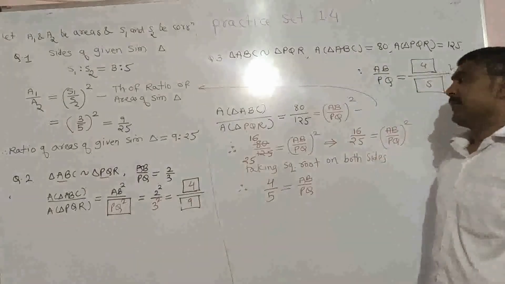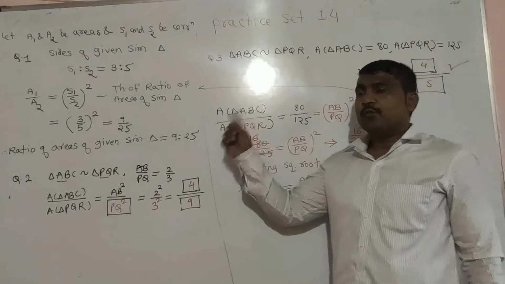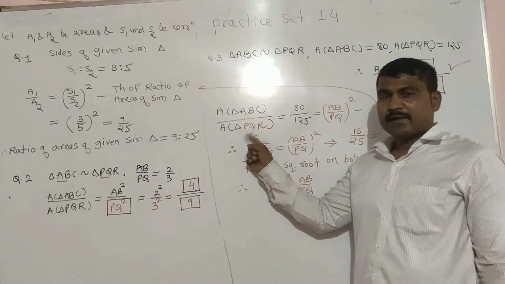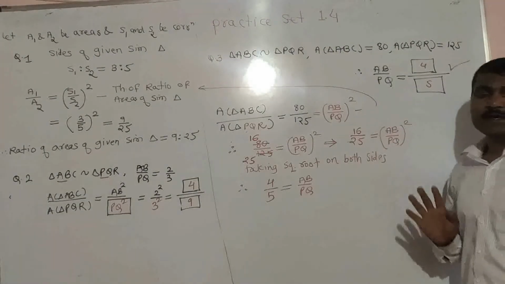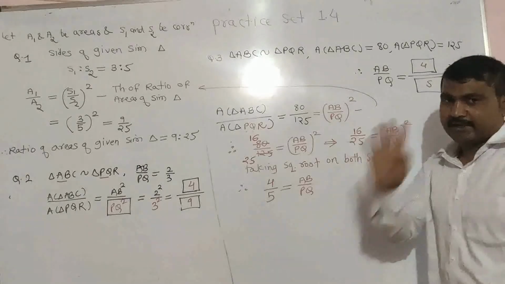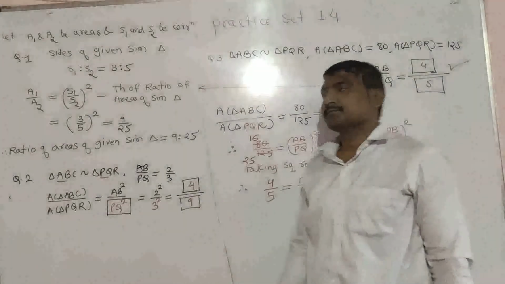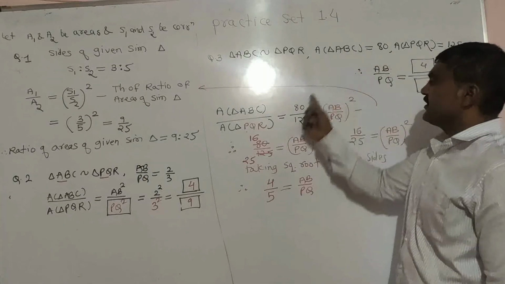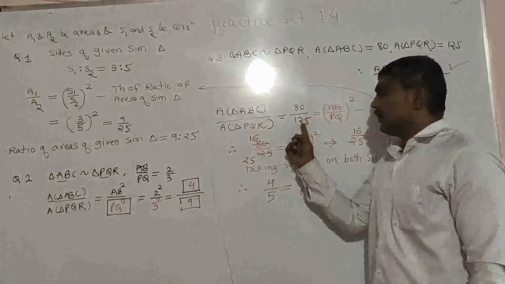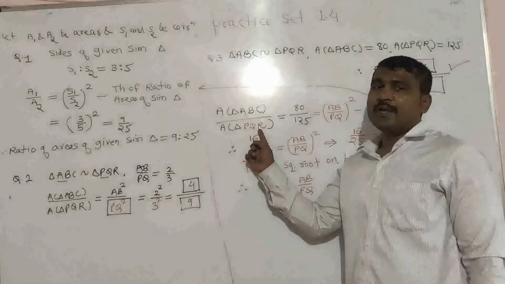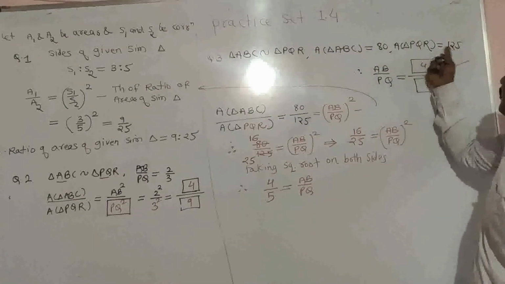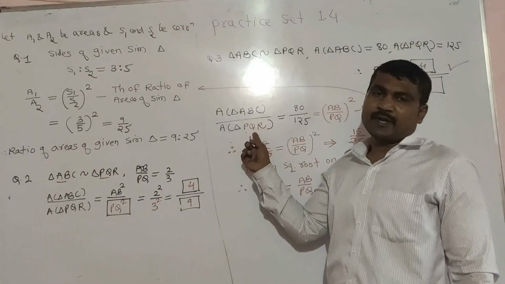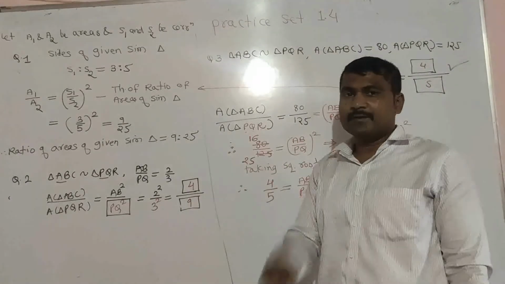Understood? Again I am telling you, we have to find the area of 1. This is the incomplete bracket and these are the two vacant brackets. We have to fill up only these 3 brackets. So how do we solve it? Here 80 is given. What is 80? 80 is the area of triangle ABC, which is given. Here 125 is given. What is 125? 125 is the area of triangle PQR. That's why I have written area of triangle PQR here. Step number 1 is completed.